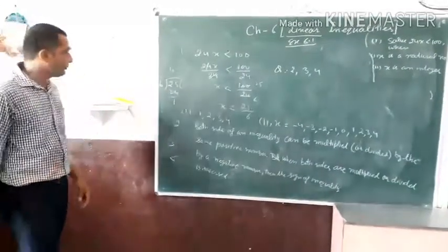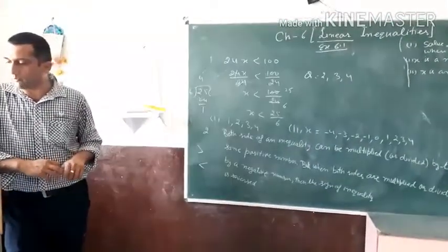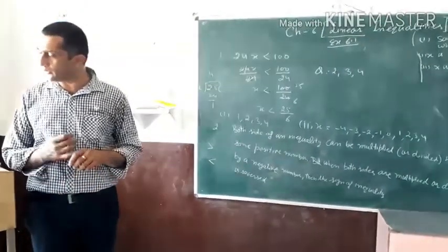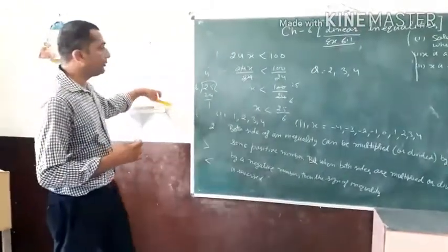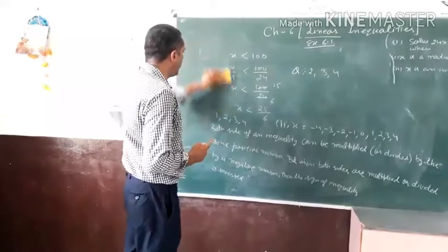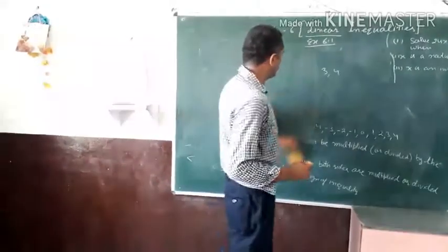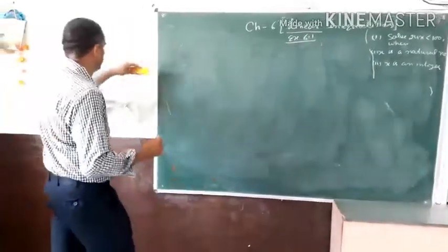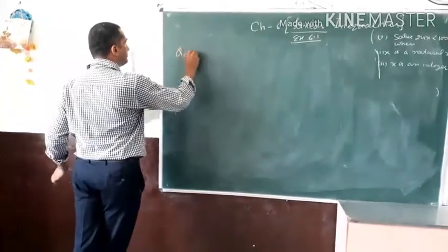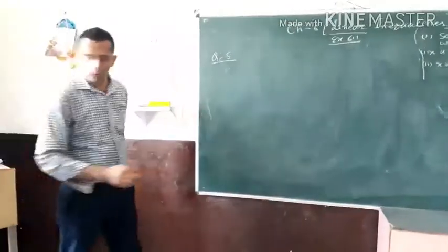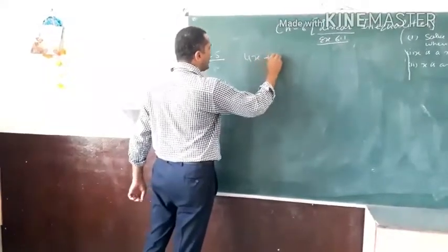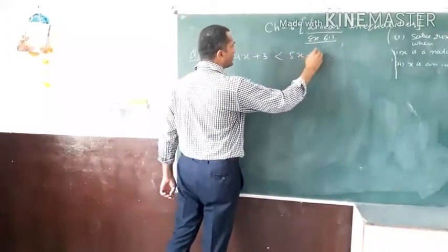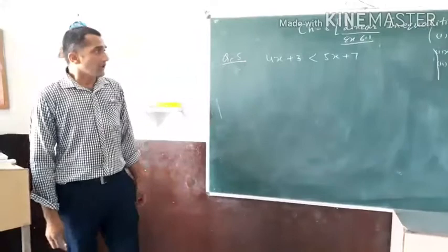So now we are going to start next question number 5. Solve the inequalities in exercise 5 to 16 for real x. Now here we have to find the value of x. So question number 5 is 4x plus 3 less than 5x plus 7.